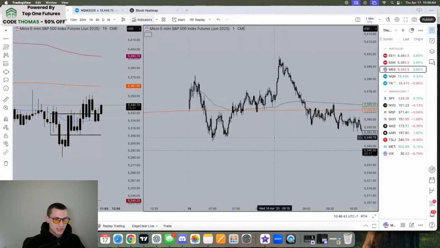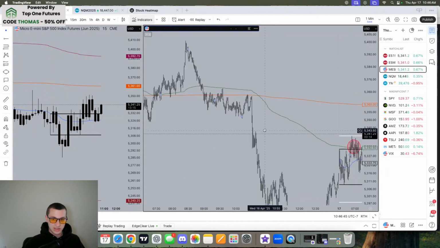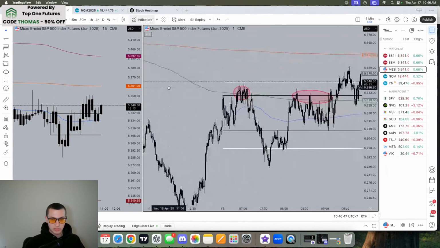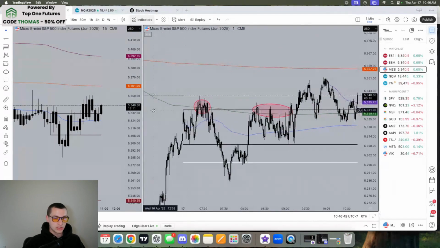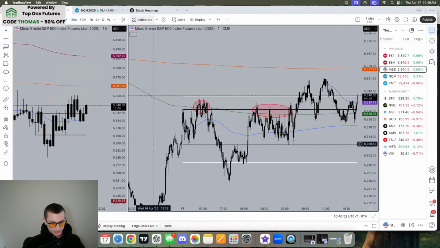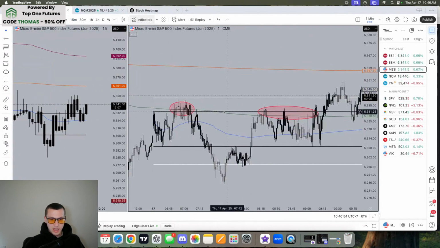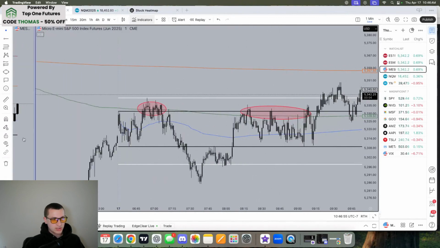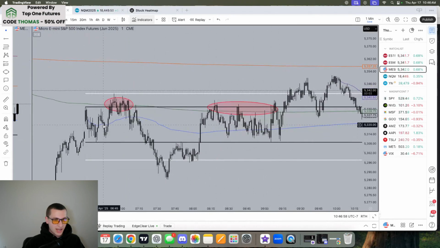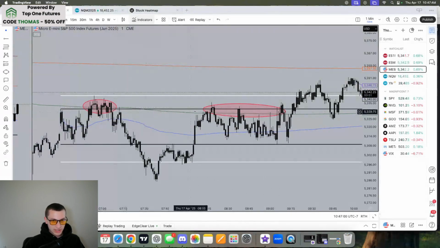This orange VWAP is from the tariff news that we had that sent the stock market into one of the largest days in history. So looking at VWAP here, I'm going to pull this to the side so I'm not watching that trade, and we can see rejection, rejection, rejection, rejection.